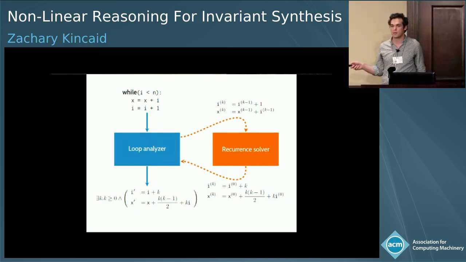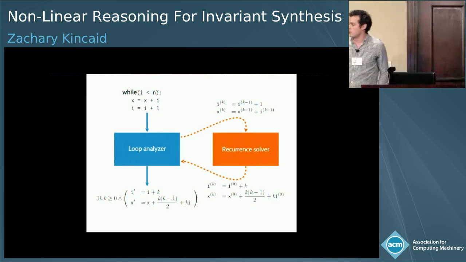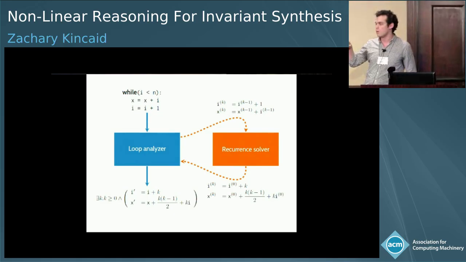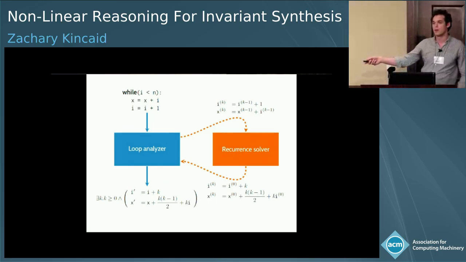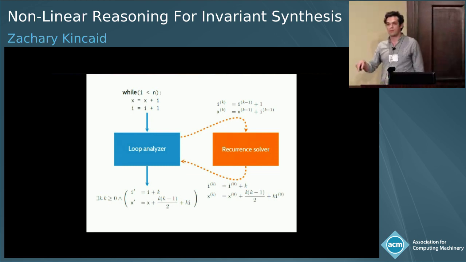as if it were a system of recurrences. We're going to throw those recurrences into a computer algebra system, which will compute a system of closed forms. And then we'll take those closed forms and compute a transition formula. So this is a formula over primed and unprimed variables representing the state before and after executing the loop.